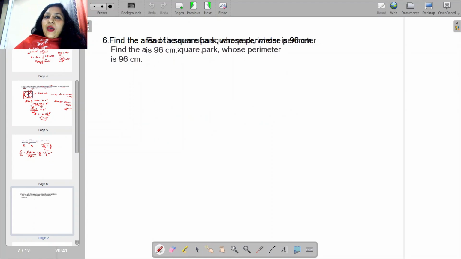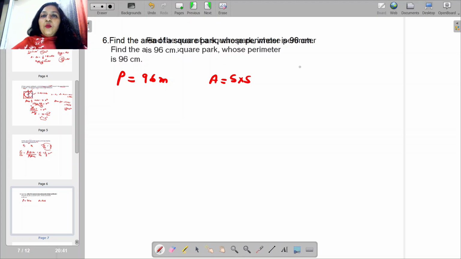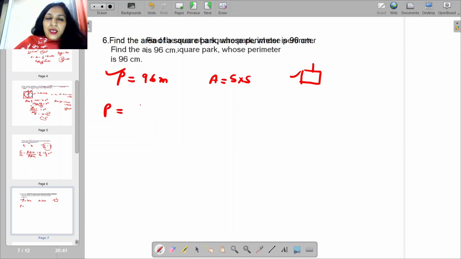Find the area of a square park whose perimeter is 96 meter. Okay, हमें इसका area चाहिए. एरिया के लिए हमें क्या चाहिए? एरिया ऑफ द स्क्वायर इज साइड इनटू साइड. अगर किसी भी तरीके से मुझे इस स्क्वायर का साइड पता चल जाए तो इजीली आई कैन फाइंड द एरिया. विल स्टार्ट विद द गिवन इंफॉर्मेशन. पेरीमीटर ऑफ अ स्क्वायर इज 4 टाइम्स ऑफ साइड.